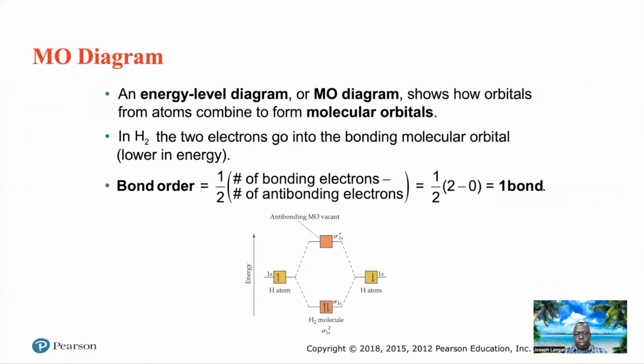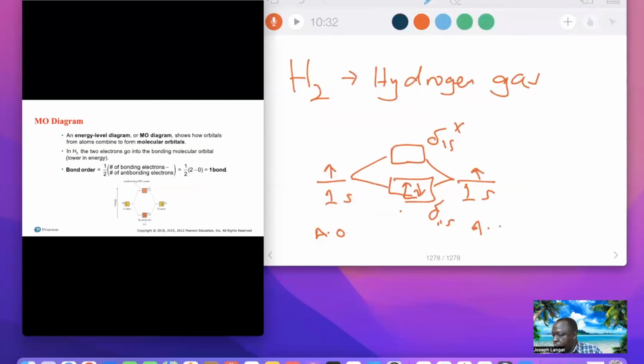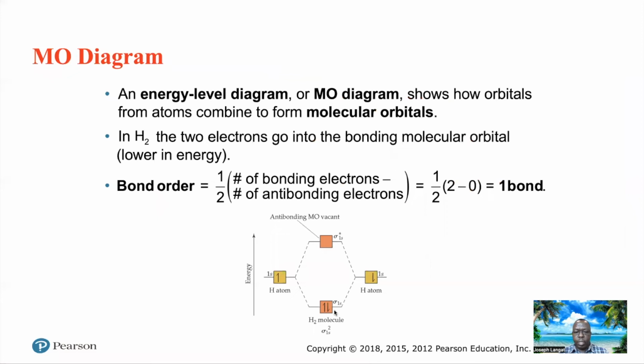One thing you need to know is you write the electron configuration going up. This is H2, and when they mix together, they form molecular orbital. What you see in the middle here is the molecular orbitals, and each electron here is coming from each atom.